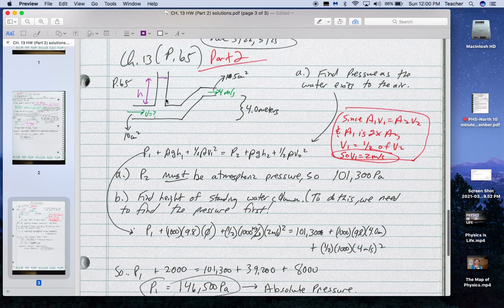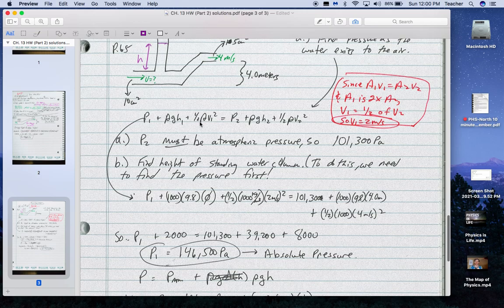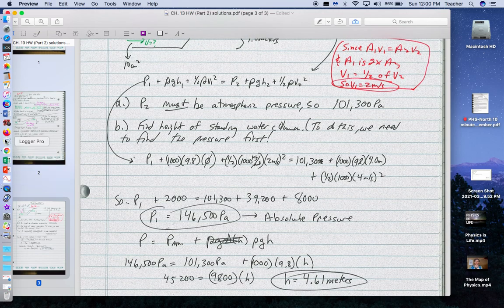So kind of interestingly, this height is above the end here. Hopefully that kind of makes sense because the water is still moving here at a lower height. So we have to have enough pressure to cause that to happen. This is a tricky problem. Anyhow, hopefully those help, and those are your solutions to part 2.